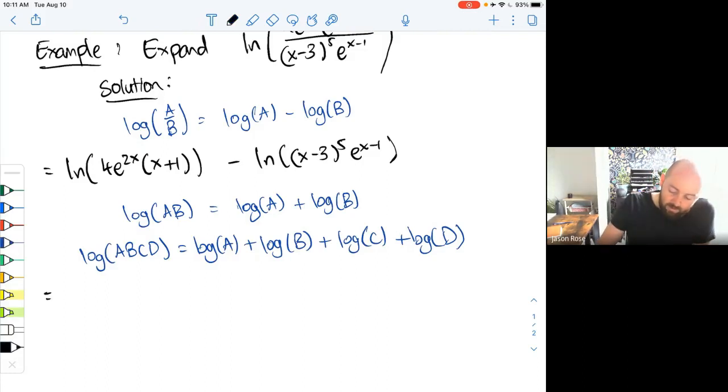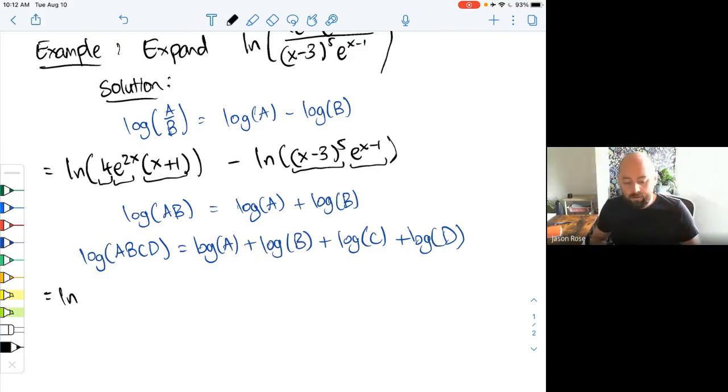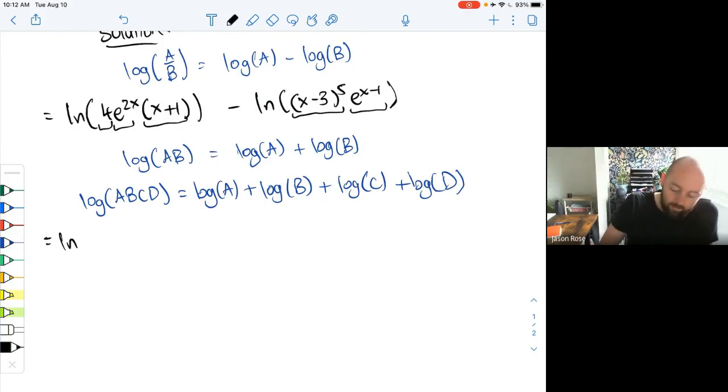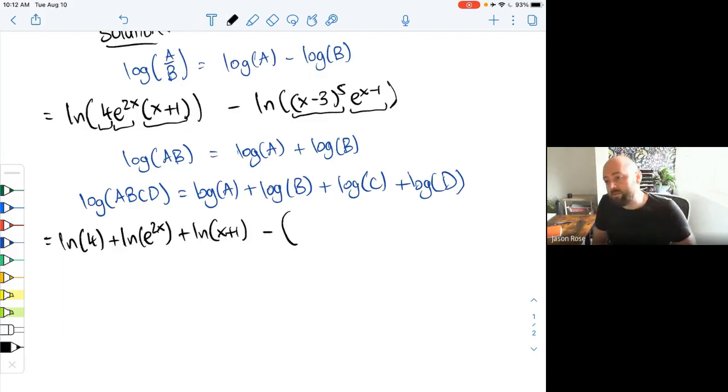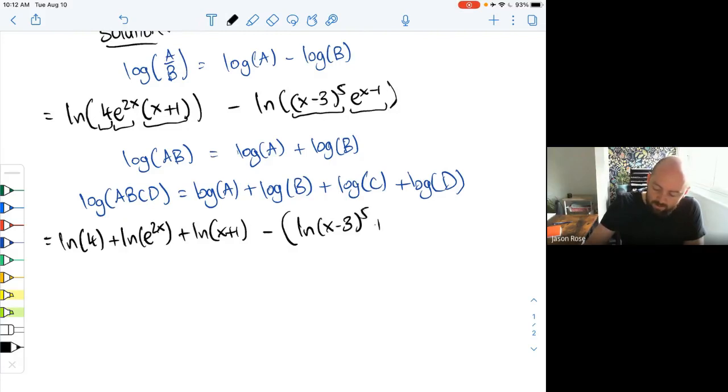I'm seeing a couple of products here. I'm seeing an A, a B, and a C. Over here, I'm seeing an A and a B. So I'm going to apply that product log rule to each of those logs and add them all up. So here I see natural log of 4 plus natural log of e to the 2x plus natural log of x plus 1, minus, and it's a good idea to open a bracket here because that minus sign in front of the second log term is going to apply to everything that comes out of this rule that we do. So it's going to be natural log of x minus 3 to the 5 plus natural log of e to the x minus 1.